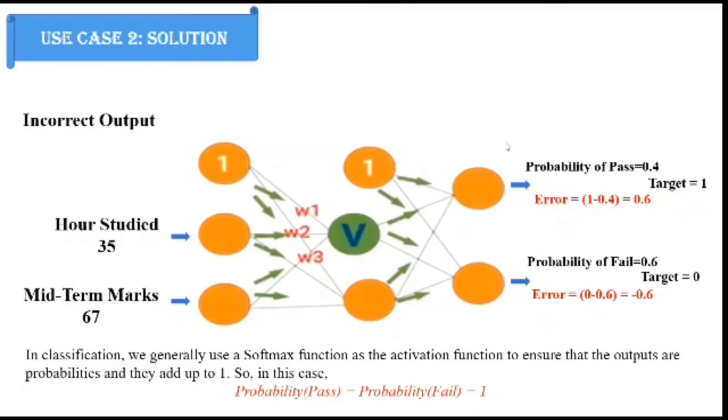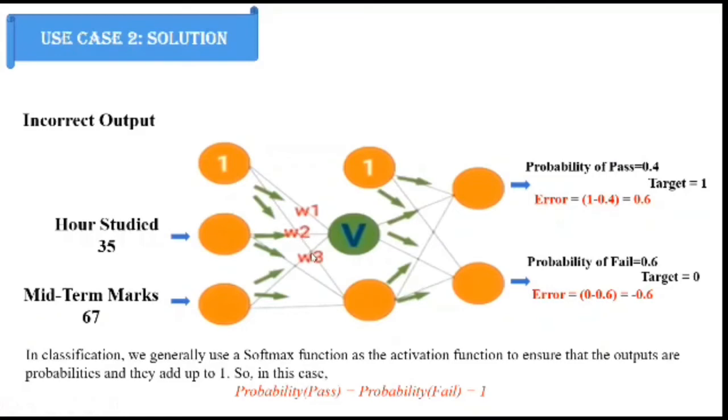In this multi-layer perceptron, it uses the back propagation algorithm. Using this back propagation, it will come out with the optimum solution. We'll see that in the coming slides. Here we have the input layer, hidden layer and output layer. The inputs are the hours studied by the student, that is 35, and the midterm marks scored by the student, which is 67, and this is our bias, which will be 1. The weights associated with them are W1, W2 and W3.